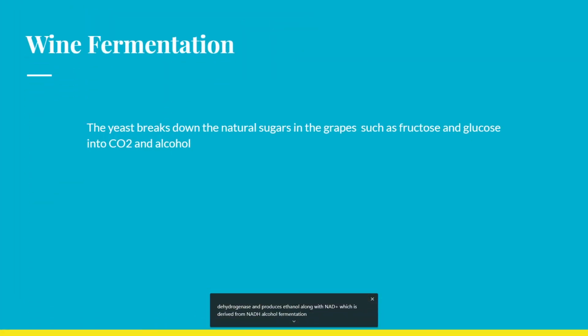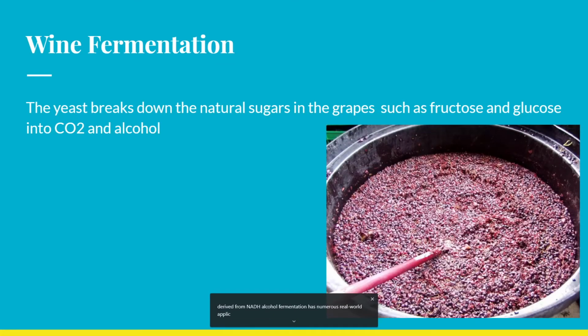Alcohol fermentation has numerous real-world applications, such as the process of making wine. The first step of wine fermentation is that the yeast breaks down the natural sugars in the grapes, such as fructose and glucose, into CO2 and alcohol.